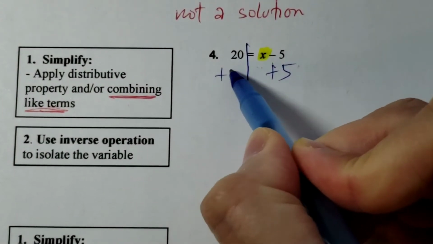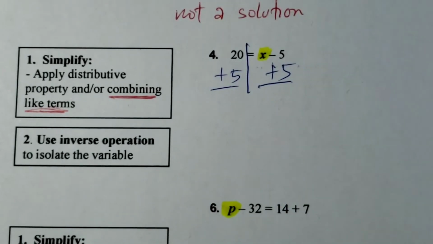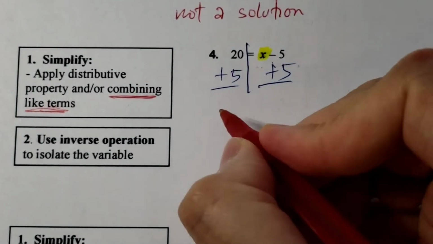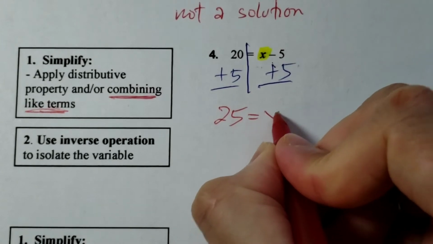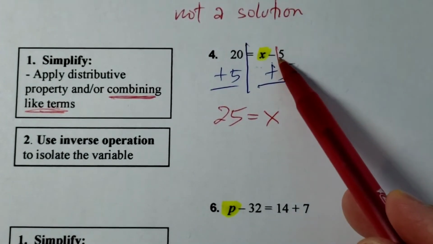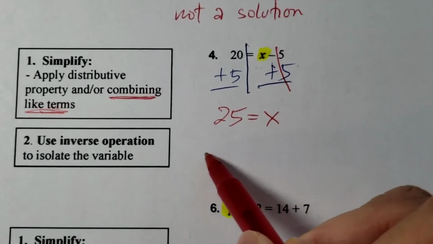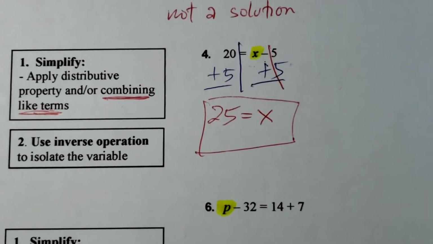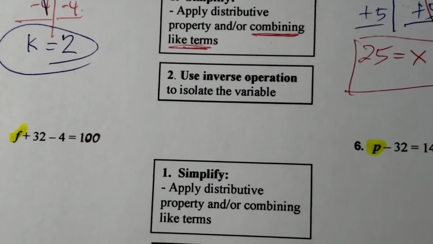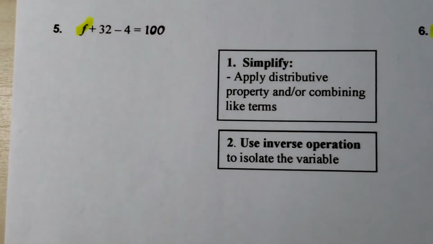So add 5 on one side, add 5 on the other side. And you will get... Absolutely. This is 25 is equal to x, because that's a 0. Minus 5 plus 5, they're opposites. That's a 0. So x is equal to 25. Now, let's try number 5.